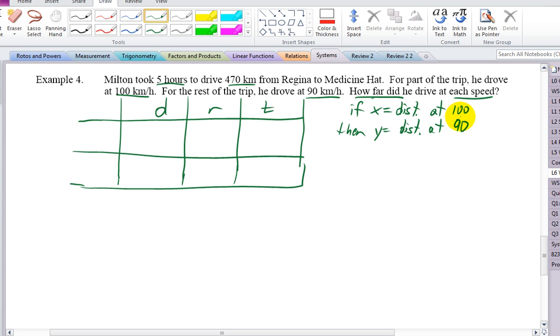Okay, so when you're stuck, what's X and Y? Where should you look? The last sentence. Often it's there, sometimes it's the first sentence. Okay, but it is in the question somewhere. So, this will be at 100, this will be at 90. What should we put in here for D? That would be X, because we don't know what it is, and we just said it is the distance. For at 90, we don't know how far he traveled at 90, so it's Y. But how far did he travel total?